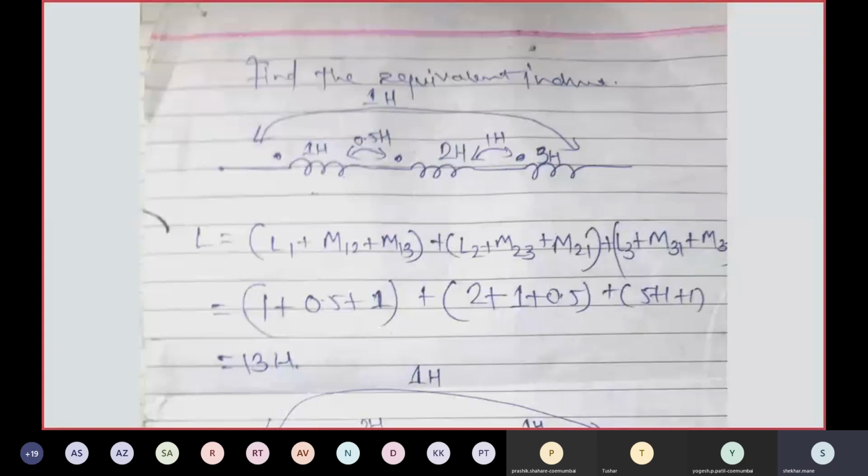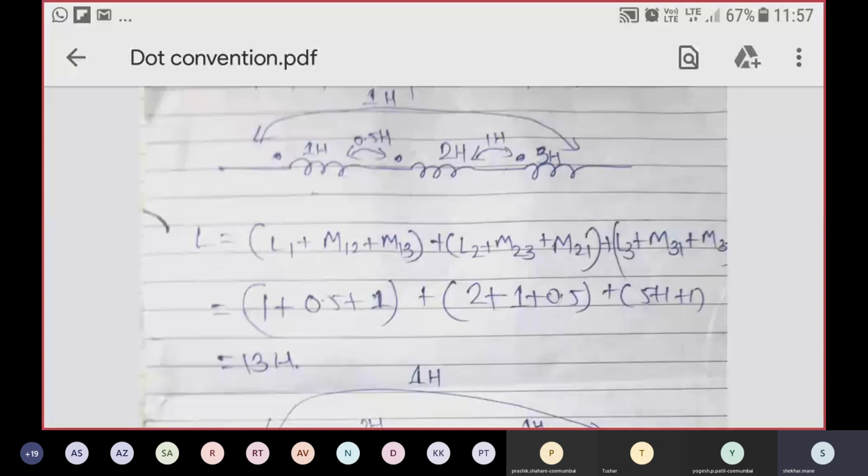So equivalent inductance L is equal to L1 plus M12 and plus M13. Now what is M13? M13 is the mutual inductance between coil 1 and coil 3. So what is between coil 1 and coil 3? 1 Henry. So M13 is 1 Henry. Then M12, the mutual inductance between coil 1 and coil 2, is 0.5. And L1 is 1 Henry, which is given. So 1 plus 0.5 plus 1 comes.